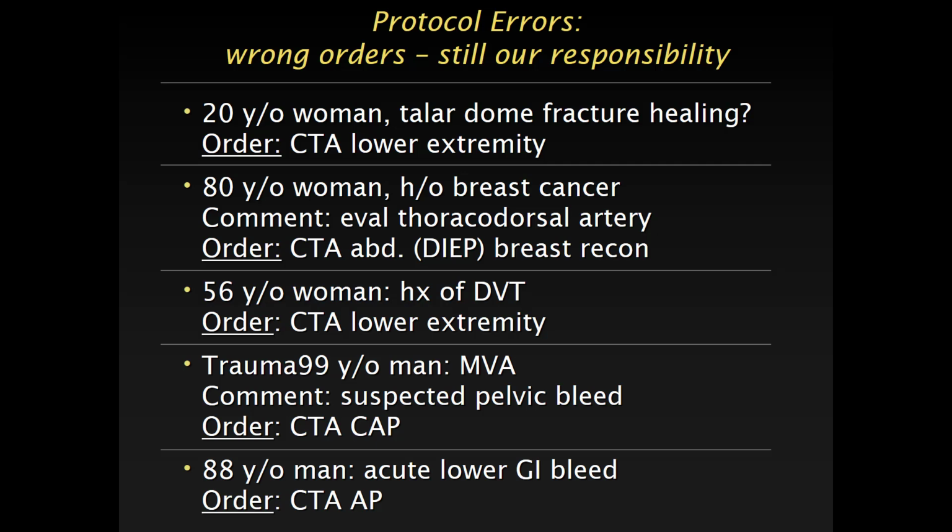callbacks. So, trauma 99, a young man, motor vehicle accident, and the comment was suspected pelvic bleed. What was ordered? A CT angio, chest, abdomen, pelvis. If you do this, which was done in this case, you have an arterial phase, and you do not see anything about the liver, the spleen, or anything else.